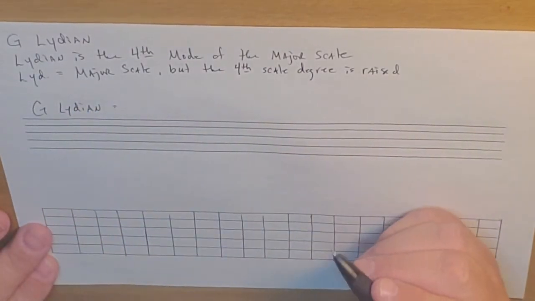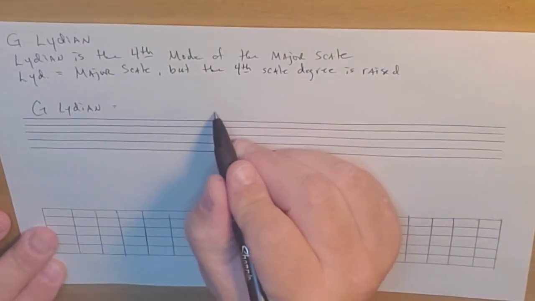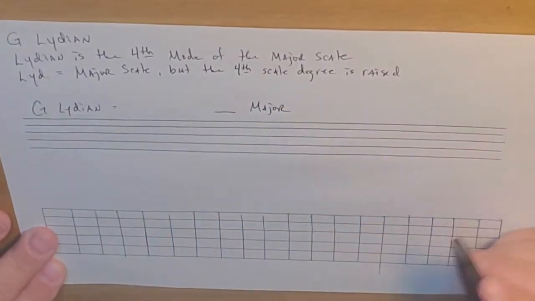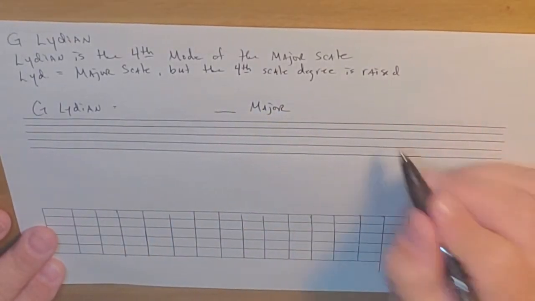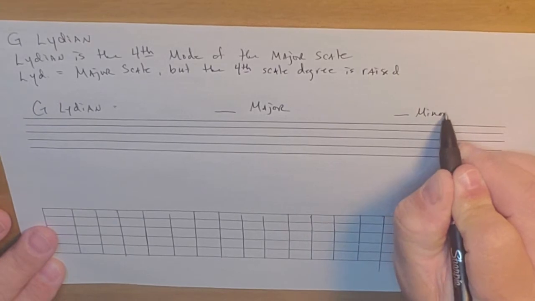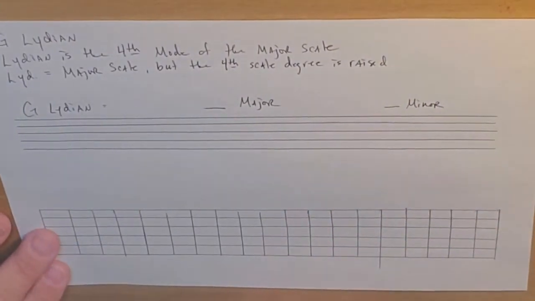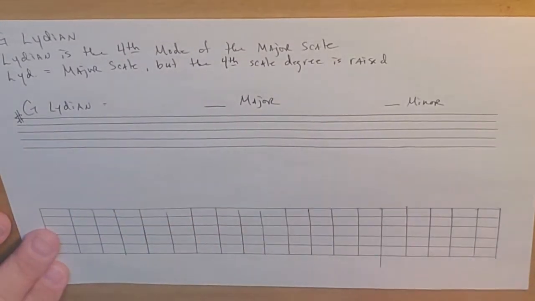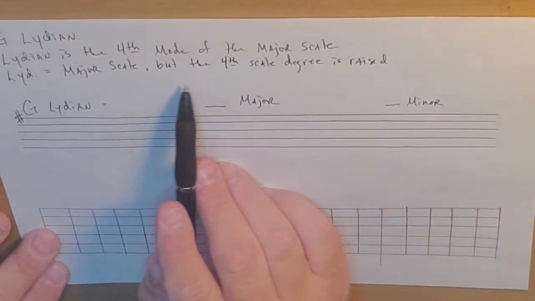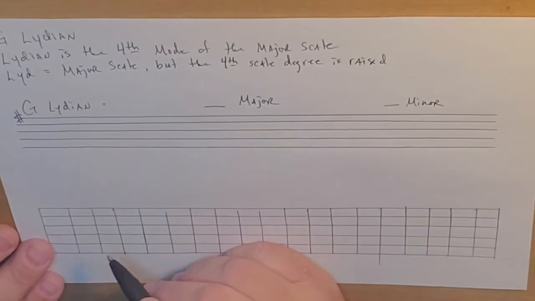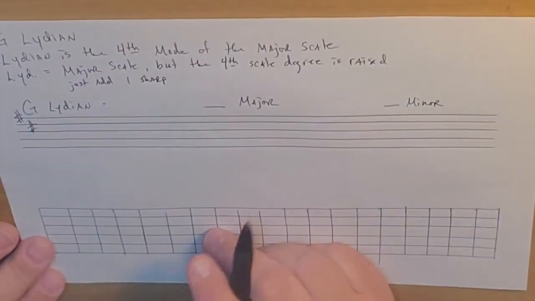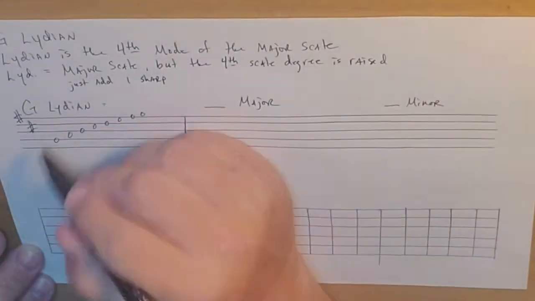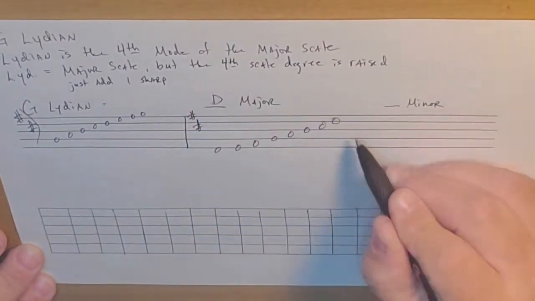G Lydian is the fourth mode of some major scale. And just for fun, we will also determine the relative minor. Trust me, it will come in handy. G Lydian is the same as G major, but with a raised fourth. How do we raise the fourth? We add one sharp. This just happens to be the same thing as a D major scale.